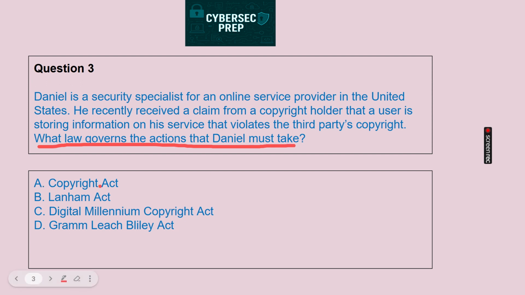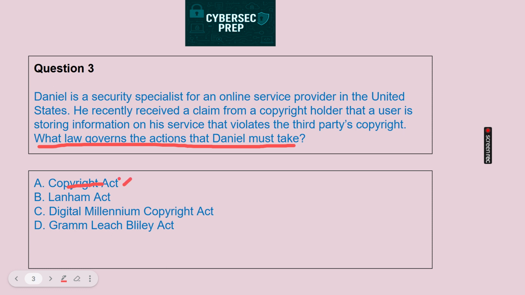Options are Copyright Act. First option is Copyright Act. Now, Copyright Act is an act that creates a mechanism for the issuing and enforcing of copyrights, but it does not cover the actions of online service providers.